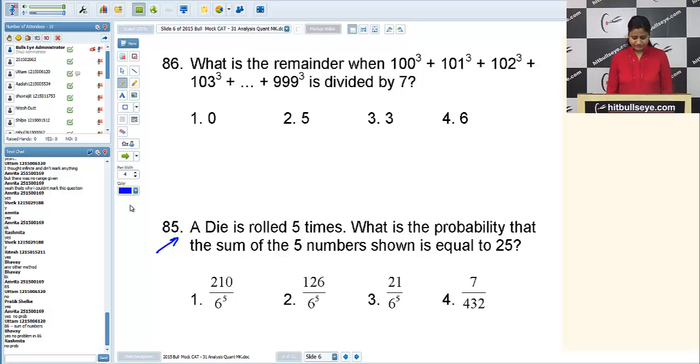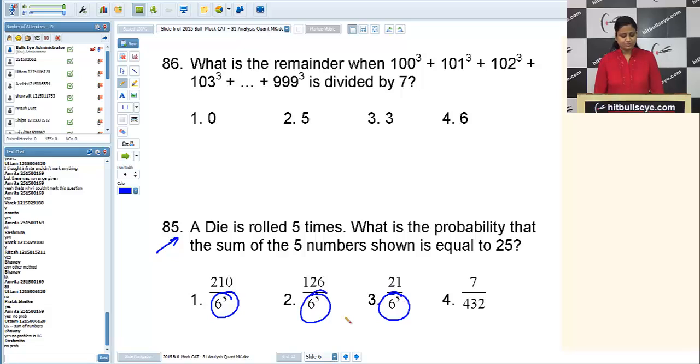Now, coming to 85th sum, a good question. It says a die is rolled 5 times. So probability is asked. So what will be the denominator? Denominator is always the number of all the possible cases. So for every die, there are 6 possibilities. That's why, in the first 3 options, you can say 6 raised to power 5. Is it okay? Now coming to the numerator part, which was difficult.